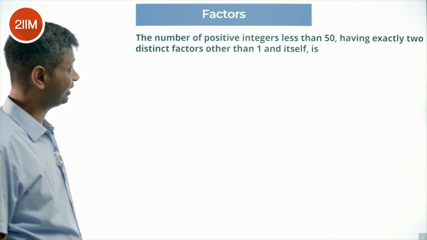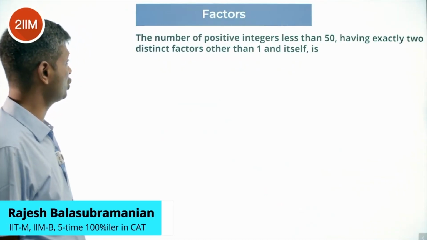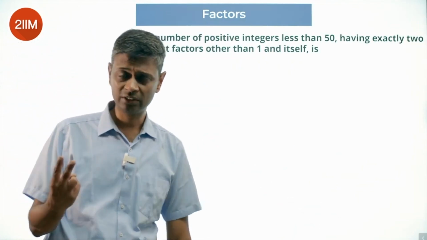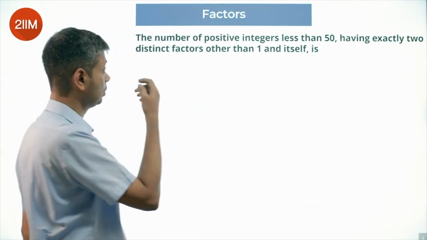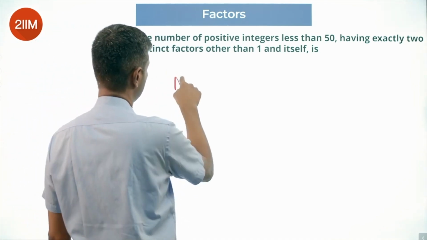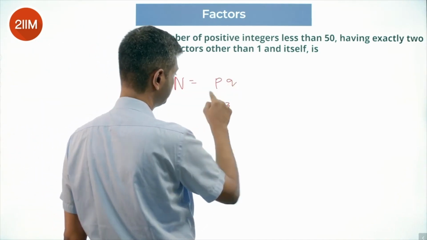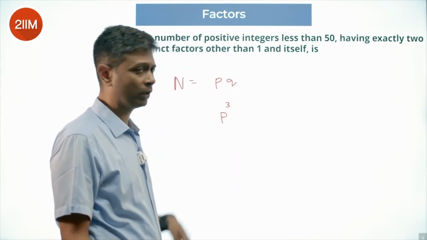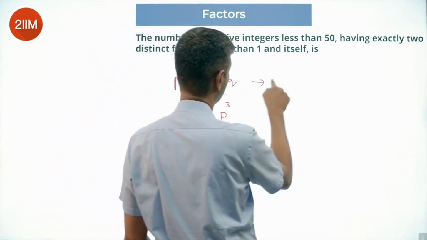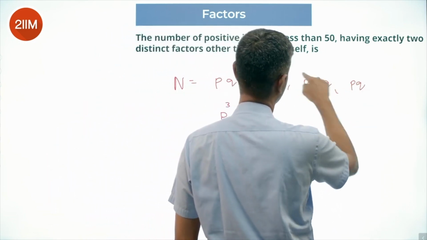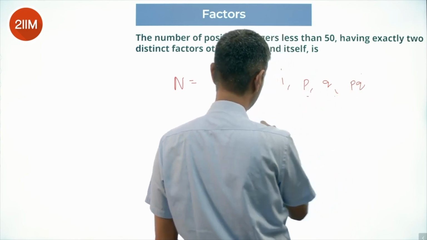Number of positive integers less than 50 having exactly two distinct factors other than 1 and itself. That is 4 factors totally, so the number n should be of the form p into q, or of the form p cube. For p into q, where p and q are distinct primes, the factors are 1, p, q, pq. This is 1, this is n, and two other factors.